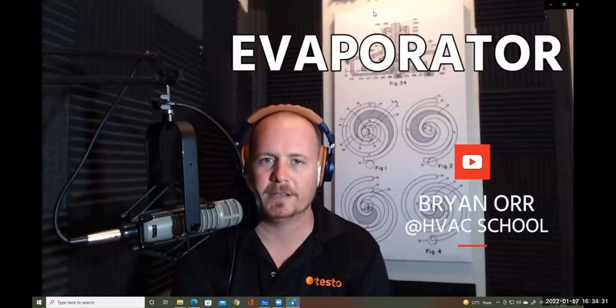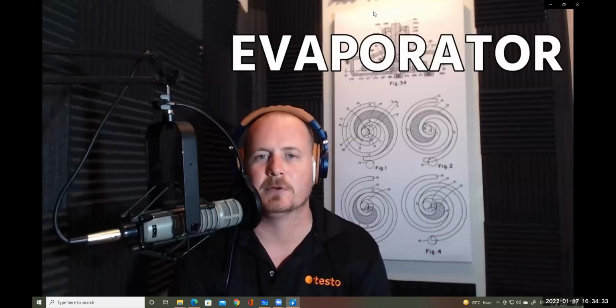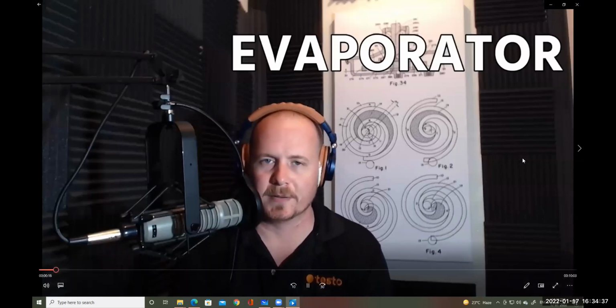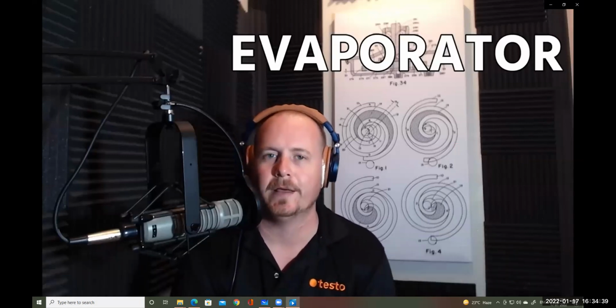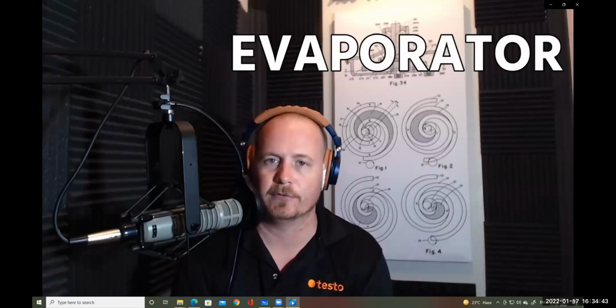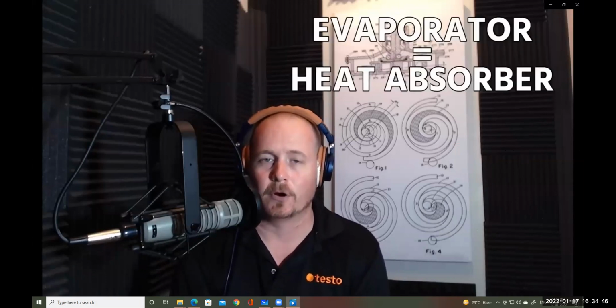And the evaporator is probably, I don't want to say it's the most important component because every component is critical to the operation of the basic refrigerant circuit, but it is the component that does the thing that we most relate to with air conditioning and refrigeration, which is it is the part that absorbs heat.